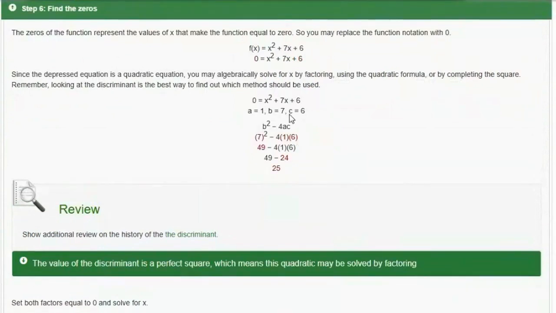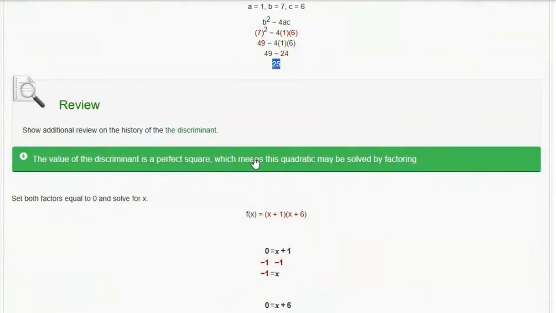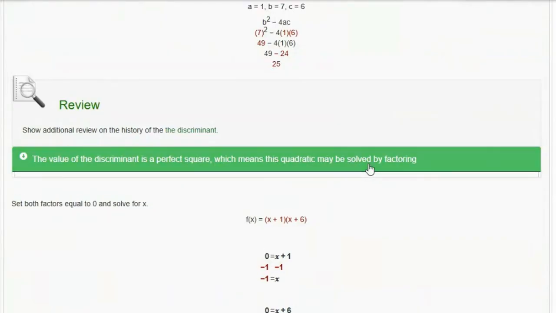The first thing they did was check the discriminant. That was probably wise. I didn't check the discriminant, but when we do b squared minus 4ac, it equals 25, which is a square number. It's not a prime number. It's 5 times 5. That tells us that we can factor it, since it's a perfect square.